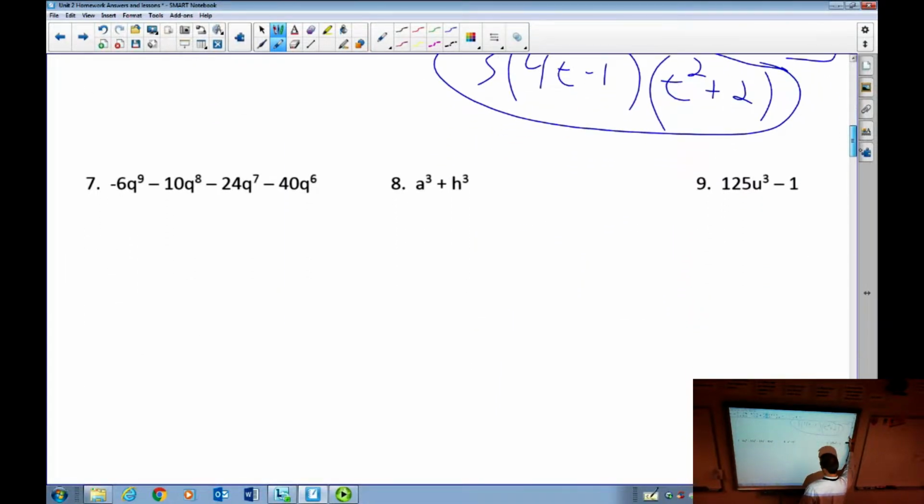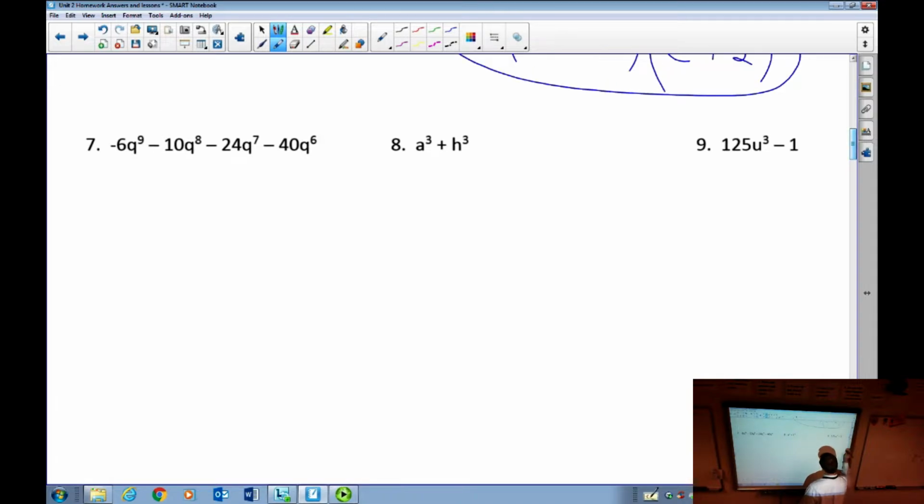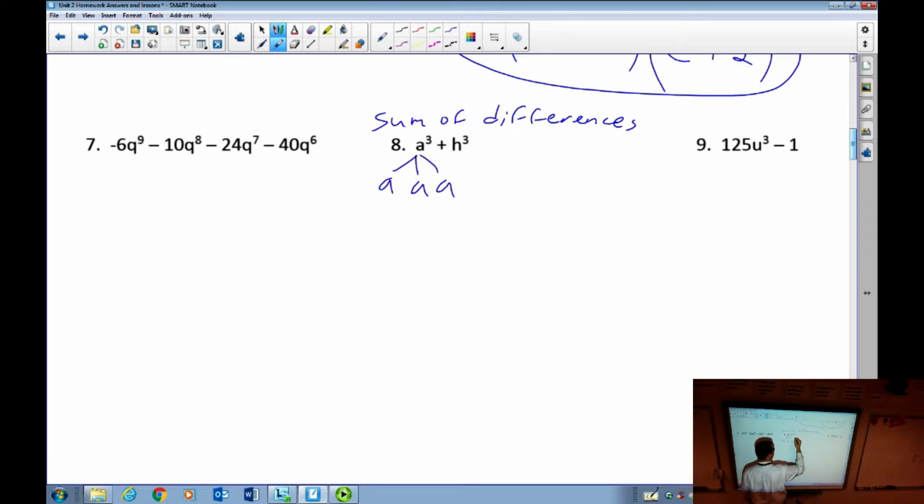Okay, so then we're going to jump down here. Let's look at number 8 and 9 if we have time. So this is called the sum of cubes for number 8. And so it uses a formula. Your A is just going to be A, and your h cubed breaks into h times h times h. So your B is just going to be h.